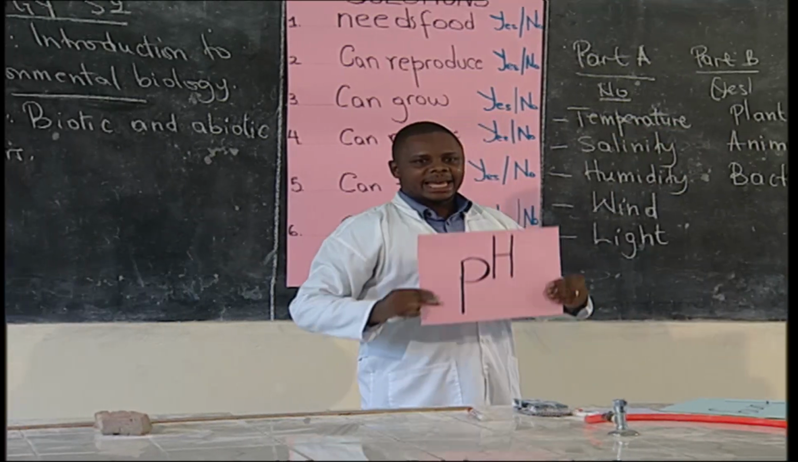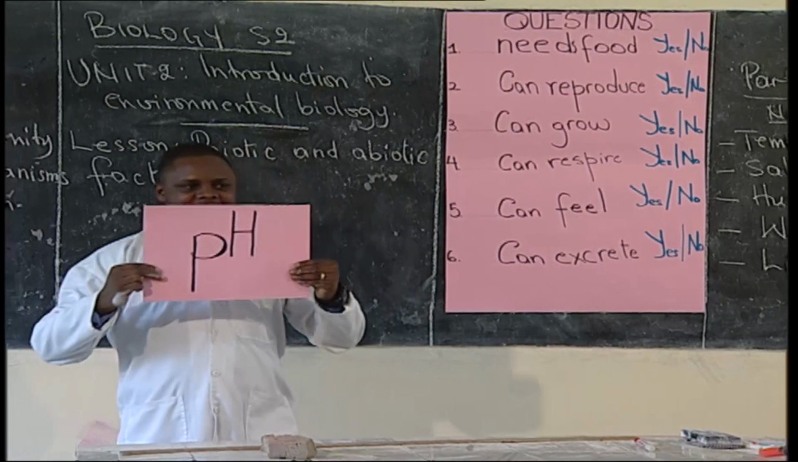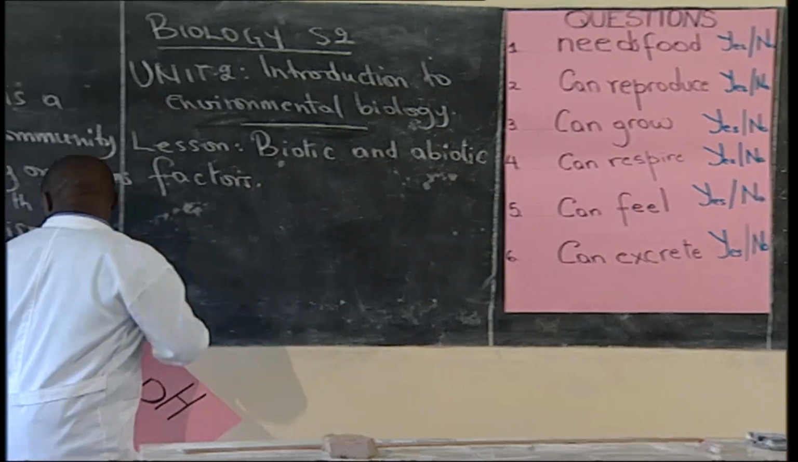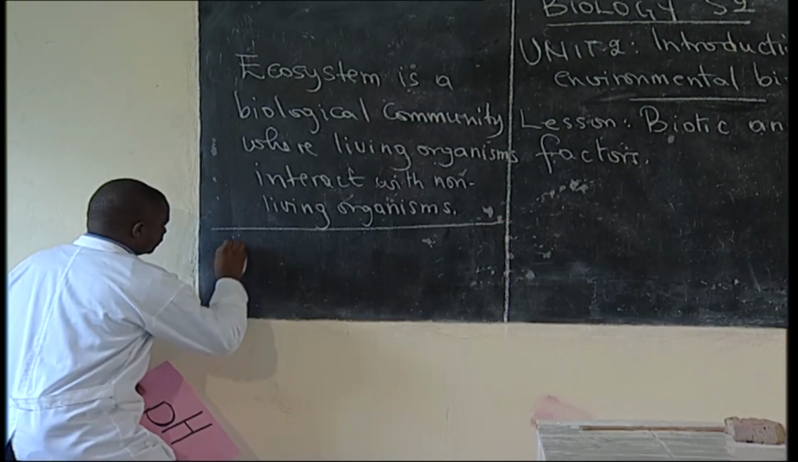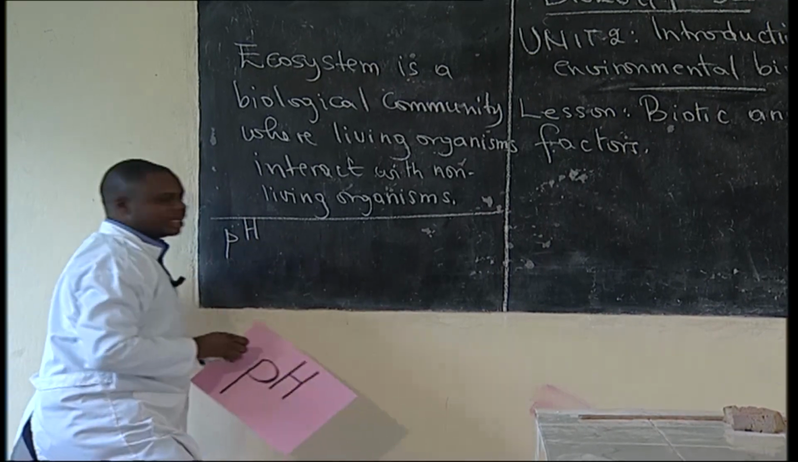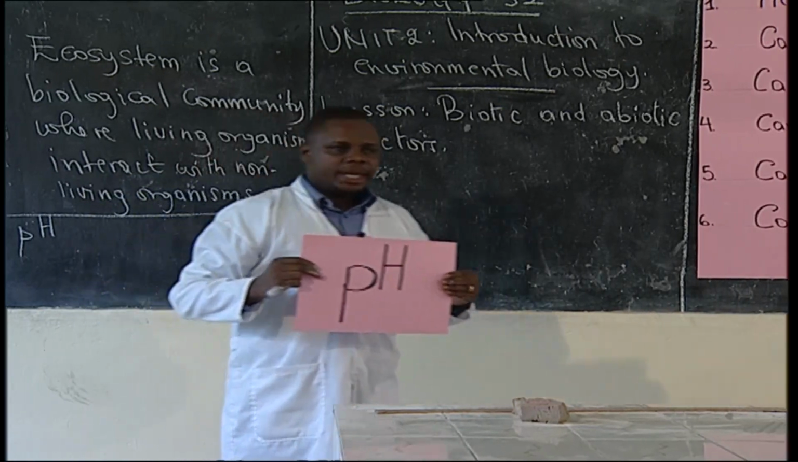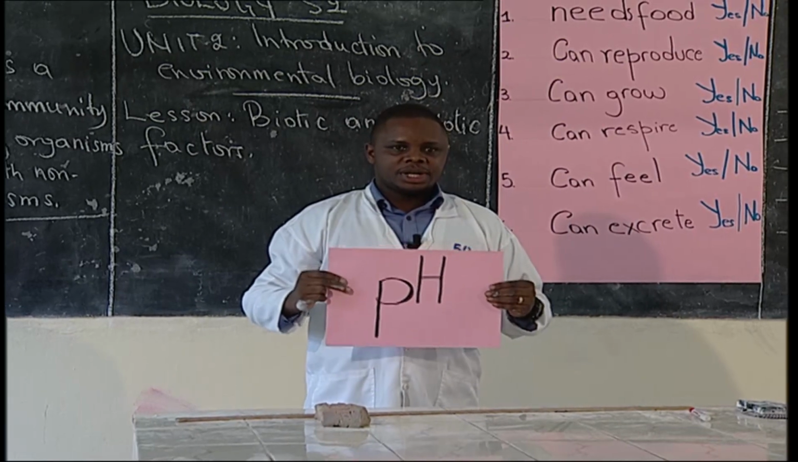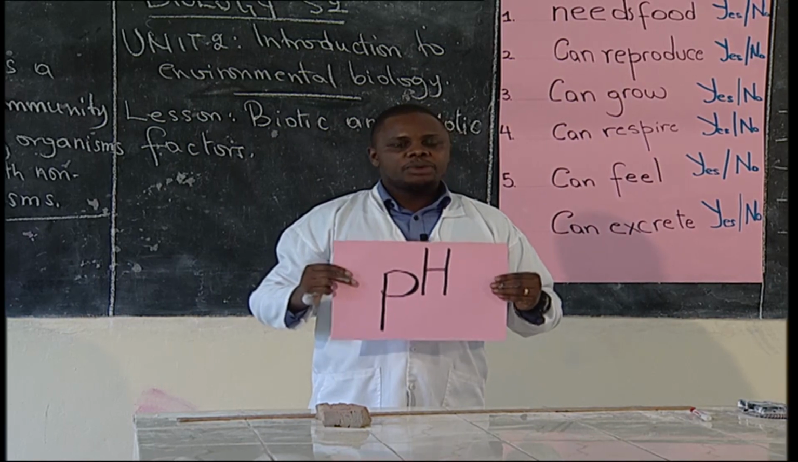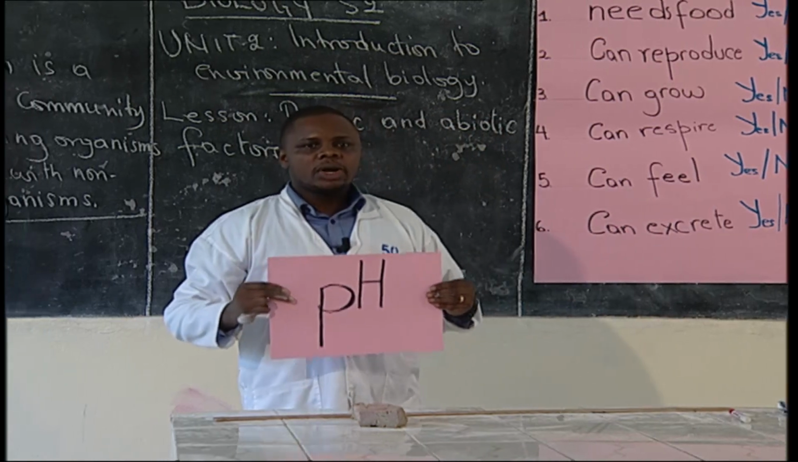Students, I have two letters here. One is P. Another one is H. What does it mean? pH means potential of hydrogen. We normally talk about it when we need to know if a substance is acidic or alkaline.